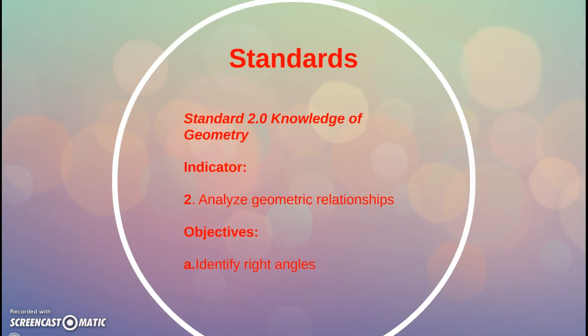So click it once. This first circle is going to be the standards that we are going to be using this afternoon. Standard 2.0, knowledge of geometry. The indicator is to analyze geometric relationships. Remember we talked about this yesterday. And our objective is to identify right angles. Just try and think back. This next slide is going to tell you, but try and think before you flip to it as to what a right angle is.